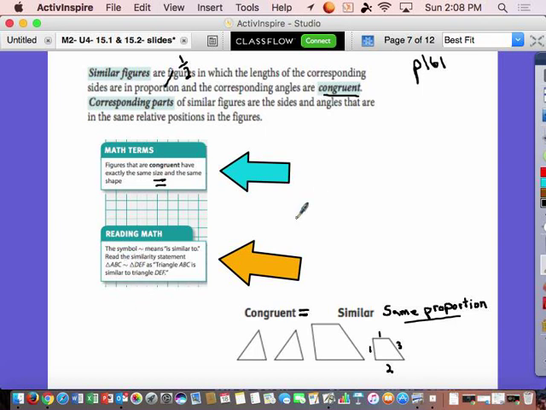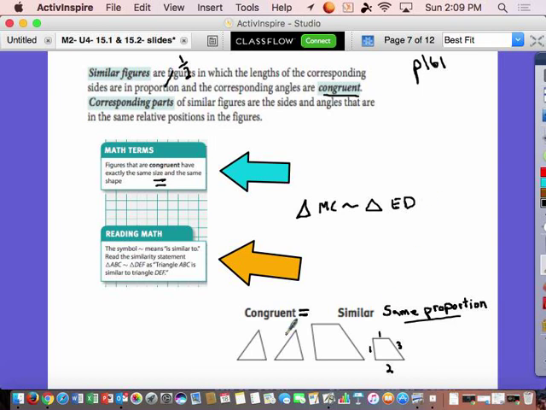So if I said I have some shape, we'll call it triangle MC, and I said it's similar to triangle ED, you know that the angles are equal and the sides are corresponding. This little symbol right here, you see, it's kind of like a wavy equal sign, means similar.